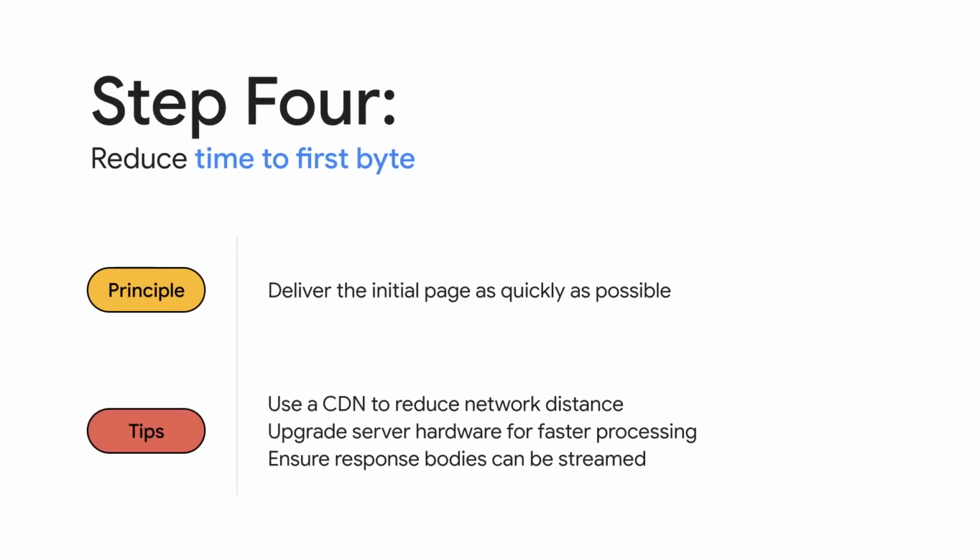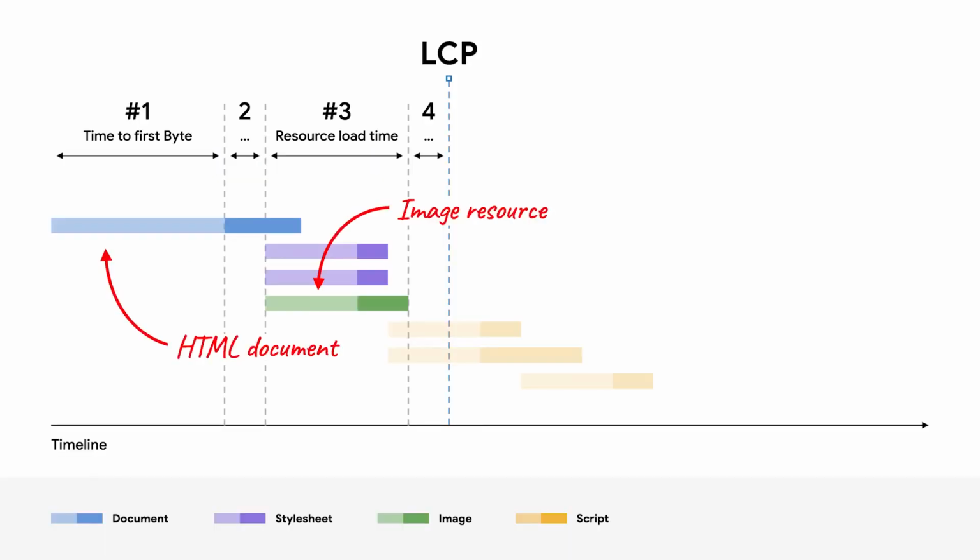One of the best ways to improve your time to first byte is to use a CDN. Just like with optimizing resource load times, it's important to get your servers as close to your users as possible. Here's what that looks like.